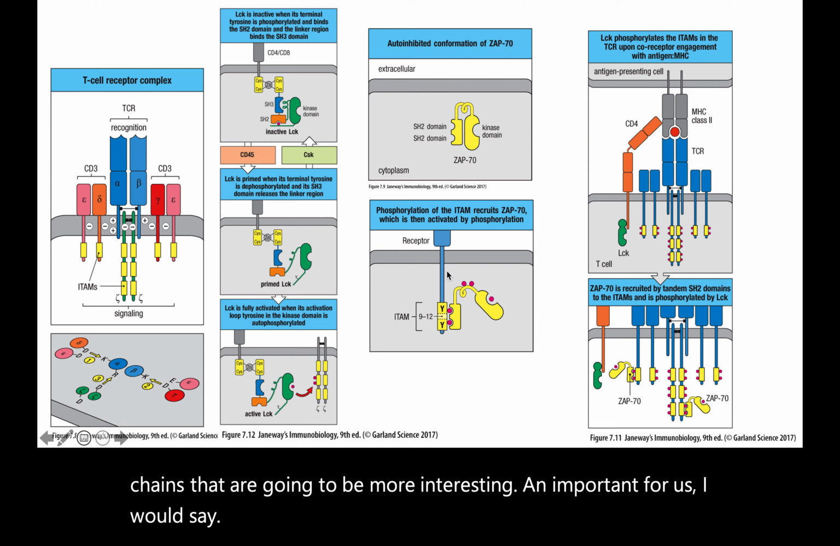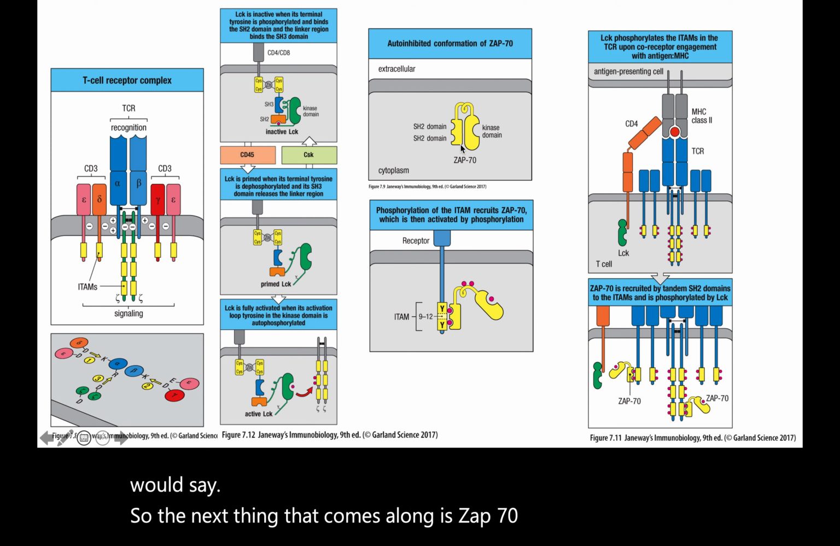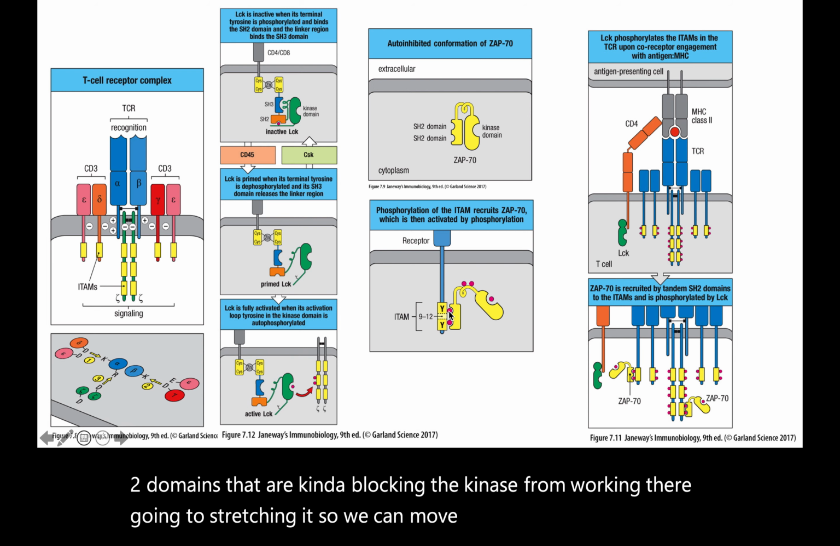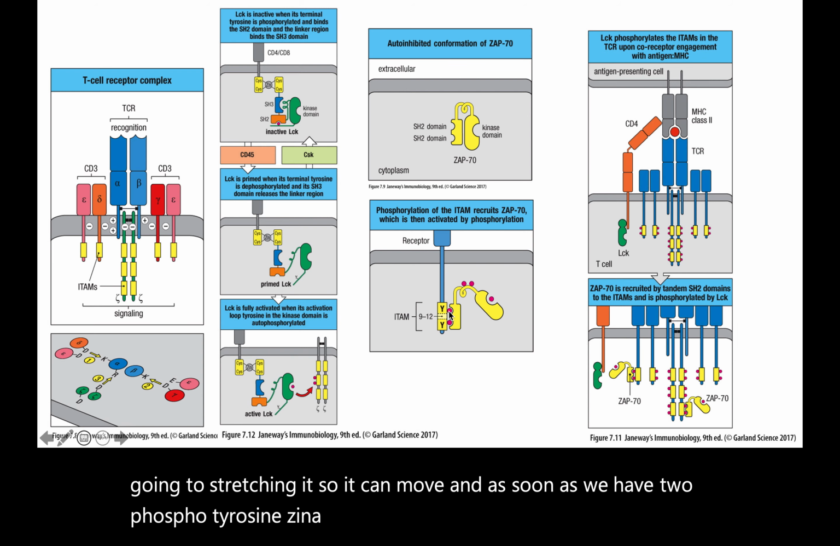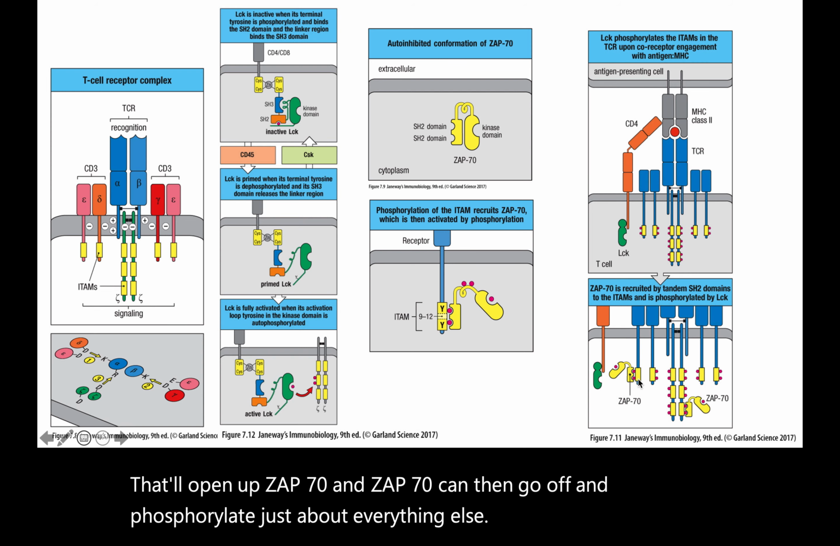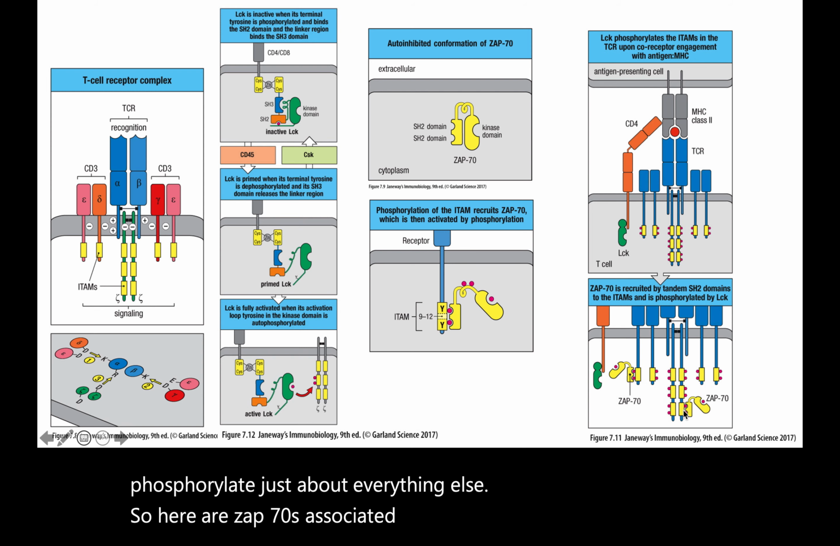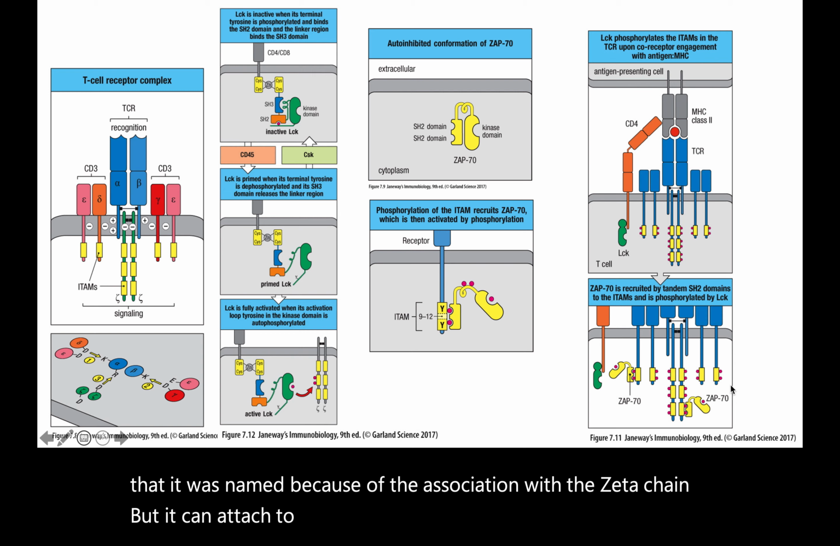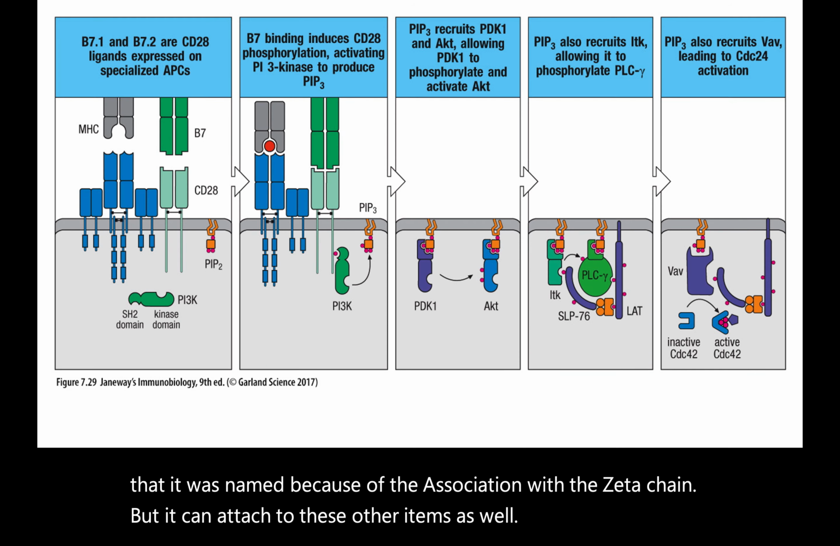So the next thing that comes along is ZAP70. ZAP70 has two SH2 domains that are blocking the kinase from working. They're stretching it so it can't move. As soon as we have two phosphotyrosines in an ITAM for this to bind, it will bind. That'll open up ZAP70, and ZAP70 can then go off and phosphorylate just about everything else. So here are ZAP70s associated with CD3 and with the zeta chains. It was named because of the association with the zeta chain, but it can attach to these other ITAMs as well. All right, then on to the next slide.